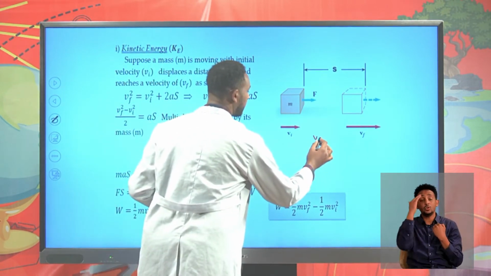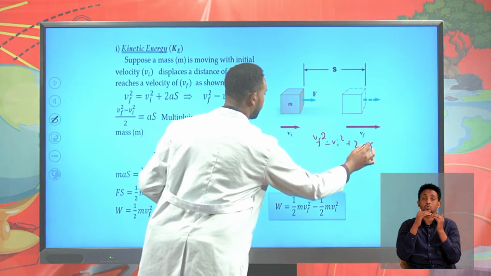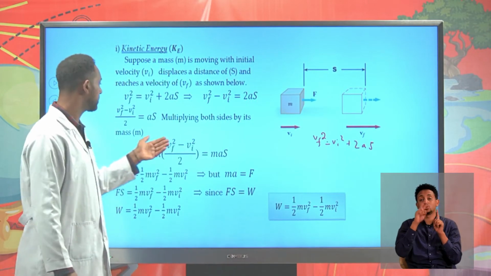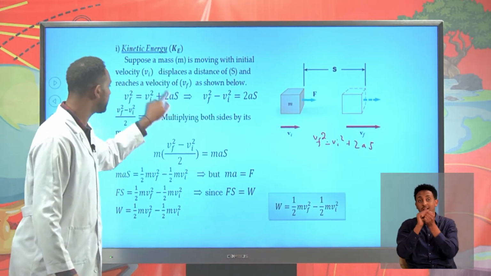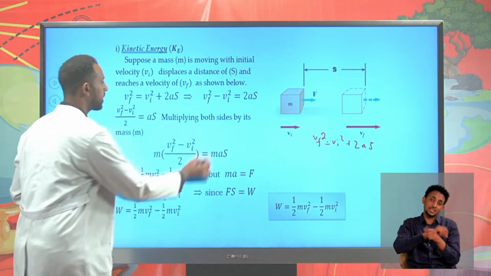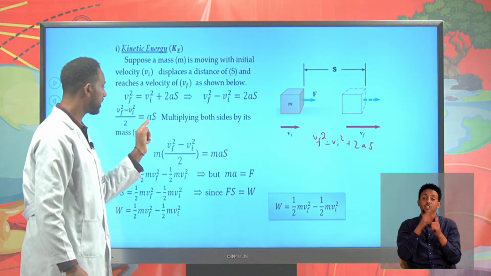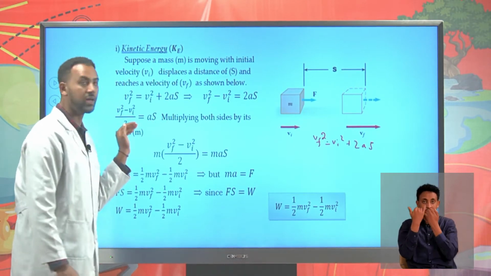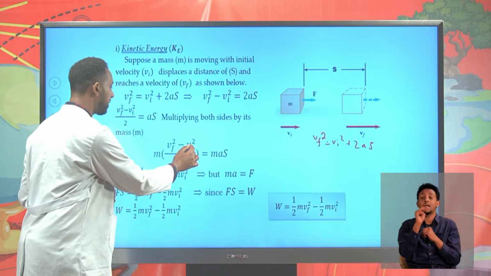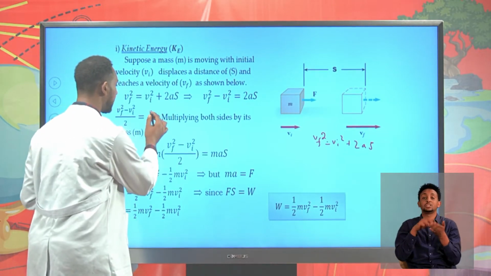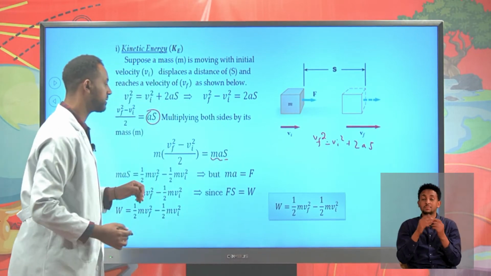We know from your kinematics concept that V final squared equals V initial squared plus 2AS. You have this kinematics equation. When you move the initial velocity term to the other side, you get V final squared minus V initial squared over 2 is A times S. Now let's multiply both sides by mass M. We get m times (V final squared minus V initial squared) over 2, and on the other side, mass times acceleration times displacement S.